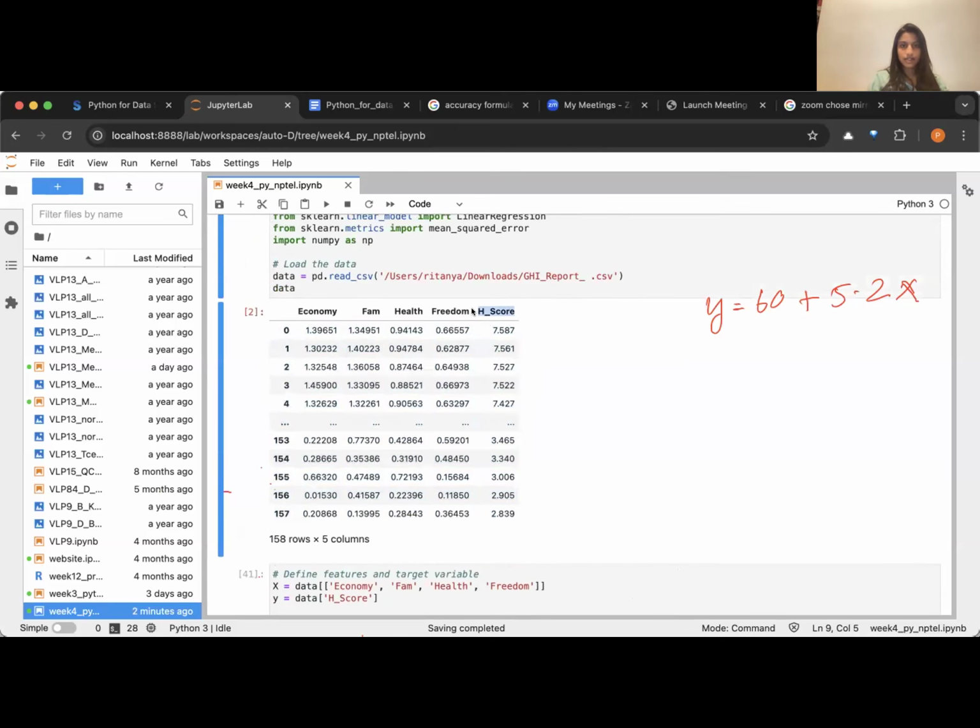So that's what the happiness score is. It's similar to price. In the example, you had the price of the car, kilometers, age, all that. Something similar to that.